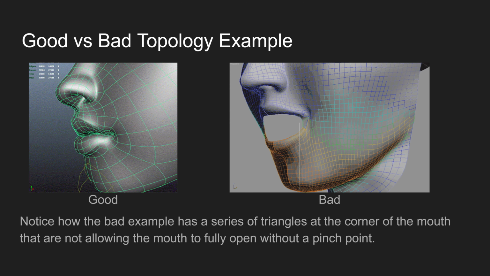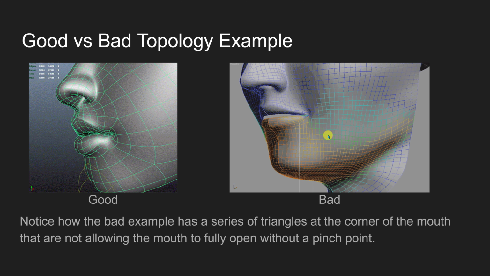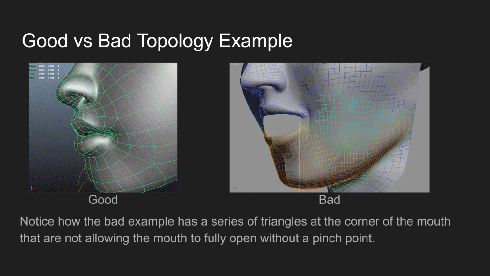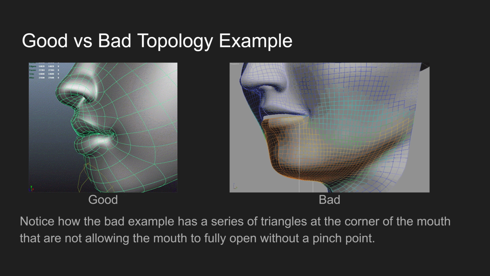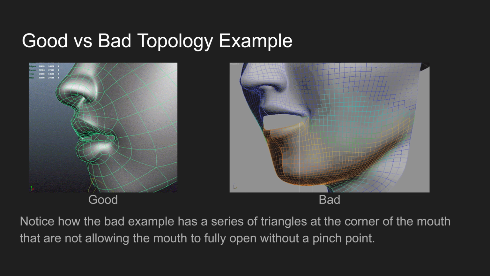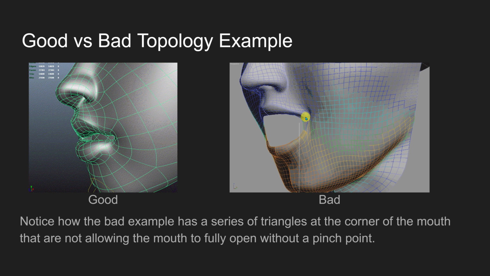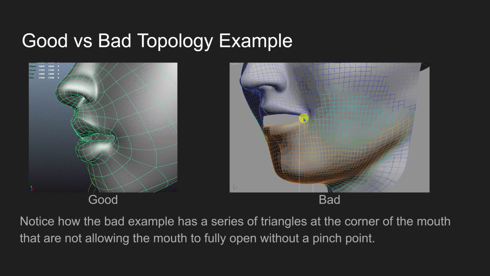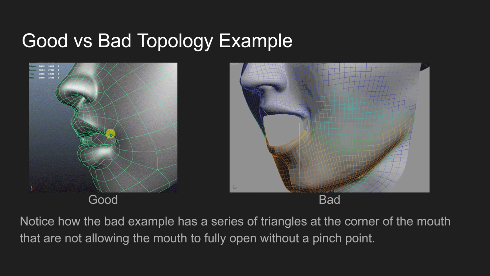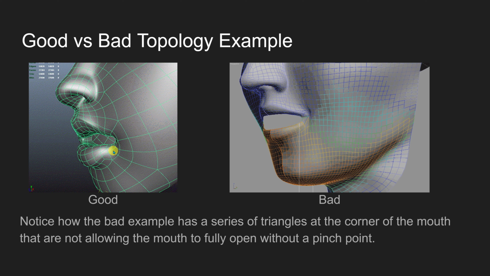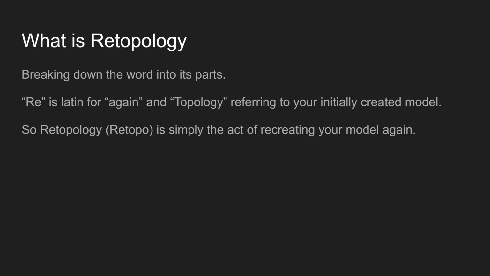So here's an animated example of good topology versus bad topology. We have our good topology on the left and our bad topology on the right. Notice how the bad example has a series of triangles at the corner of the mouth, and these are making it to where the mouth can't fully open. It's creating a pinch point. If we look right here, there's a series of like 3 or 4 triangles, so when he opens his mouth, there's a lot of stretching happening right here. Whereas in this model, we have a better series of loops that go around the mouth that's letting it open in a better manner.